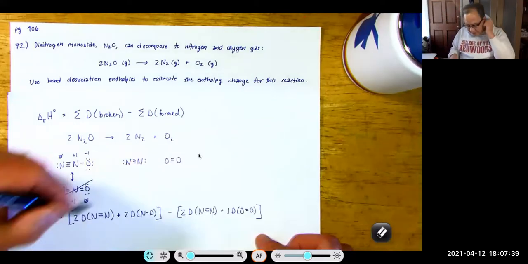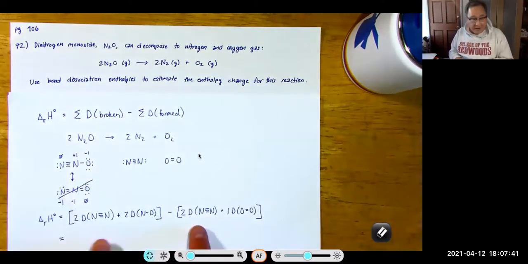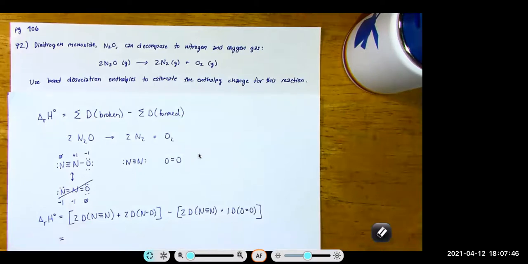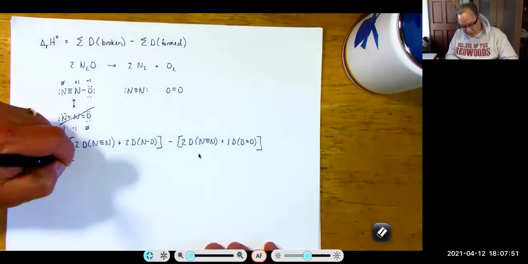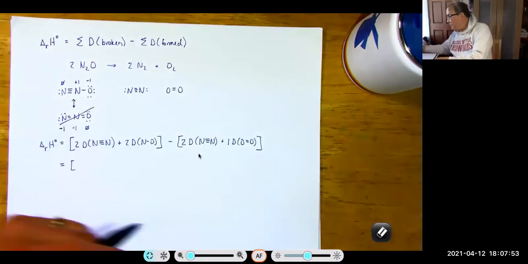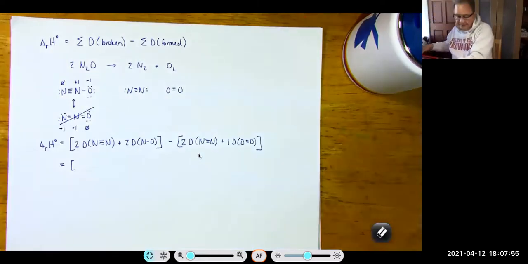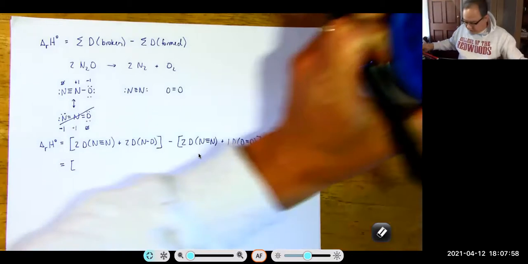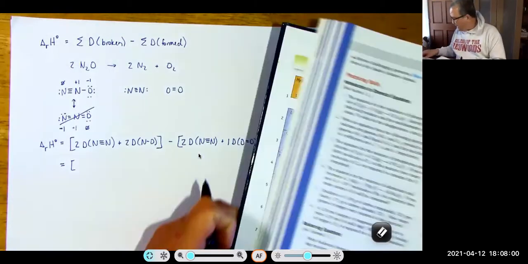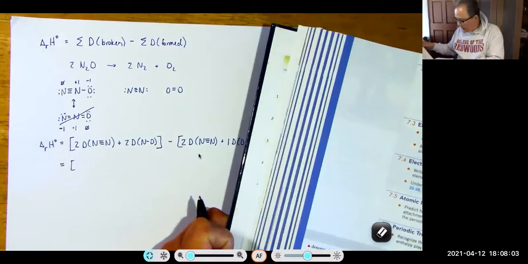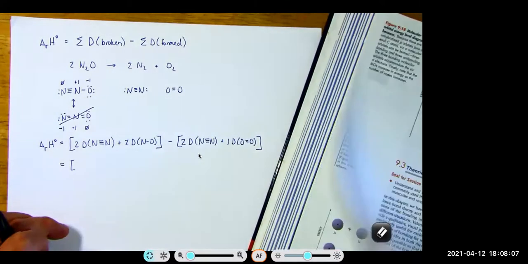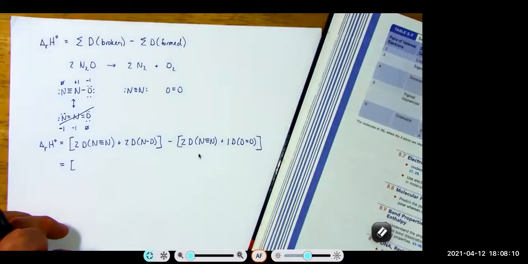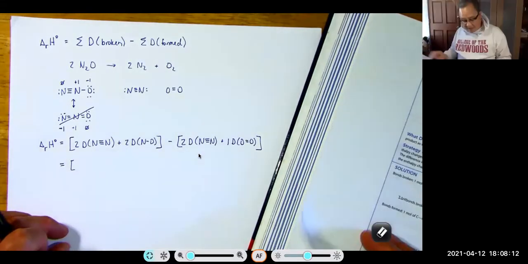Now, I don't normally do this, but you can see that these 2 cancel each other out, right? Right. So I'm going to leave them out. Actually, I'll put them in at first, but then I'll take them out later. So this is on like page 398 or something like that, the dissociation energies. 392. Yep, there they are, 392.